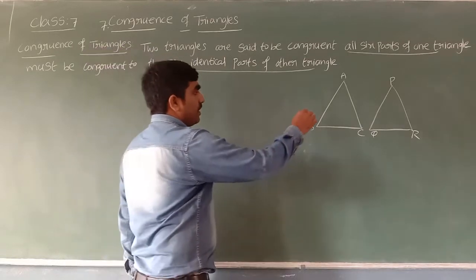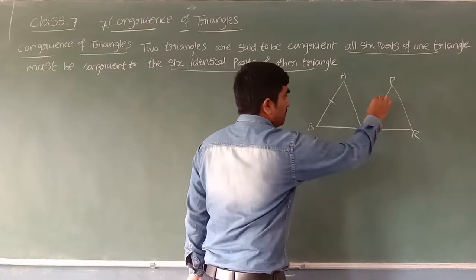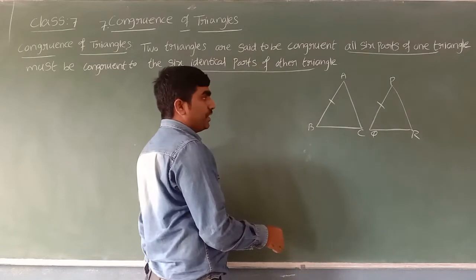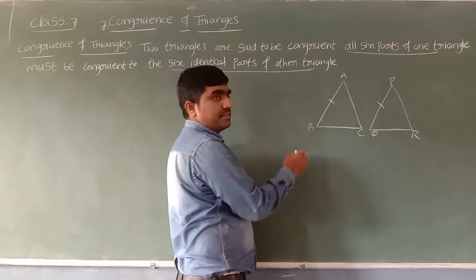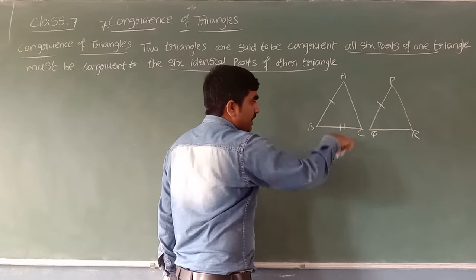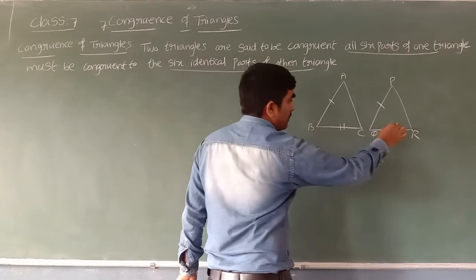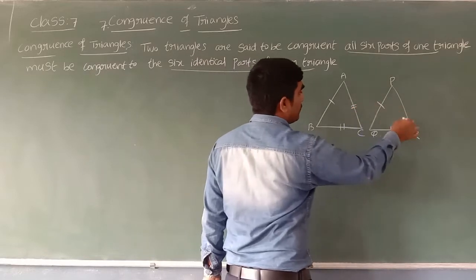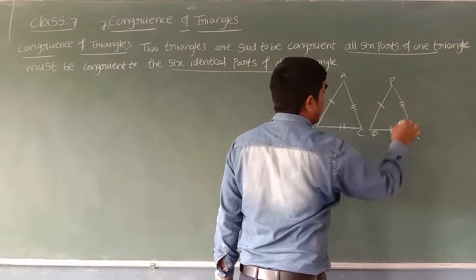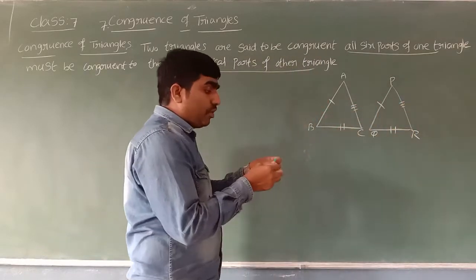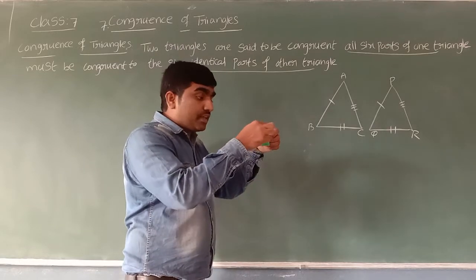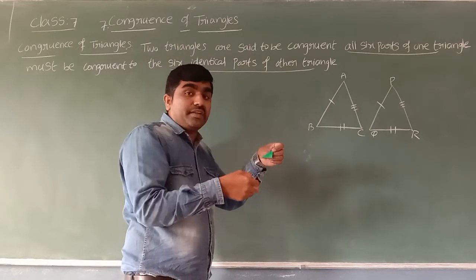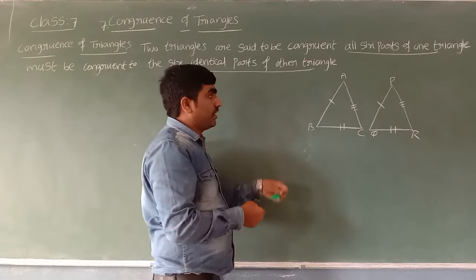Now see here. The corresponding side of AB is what? PQ. AB equal to PQ. Corresponding means like same places. And the length of BC is equal to QR. And the length of AC is equal to the length of PR. When we keep one triangle over the other triangle, all three sides are going to coincide. It means their measures are equal.